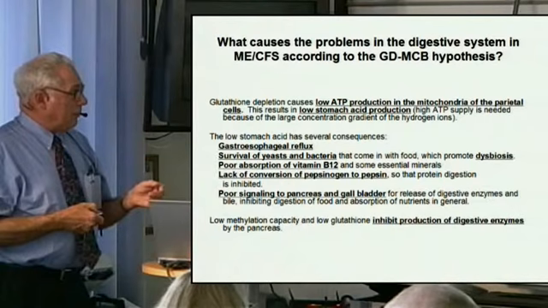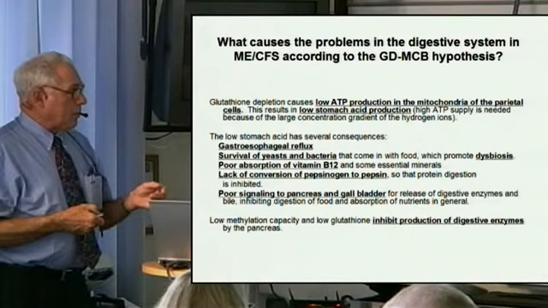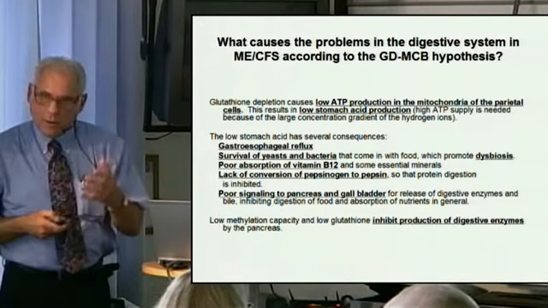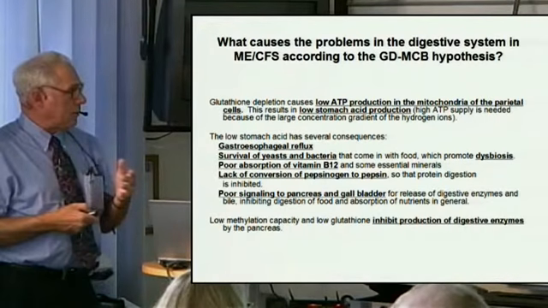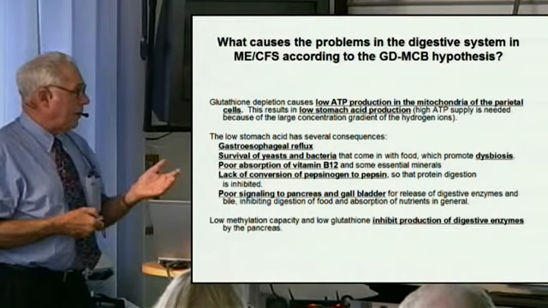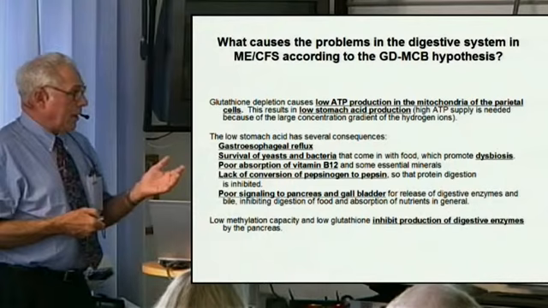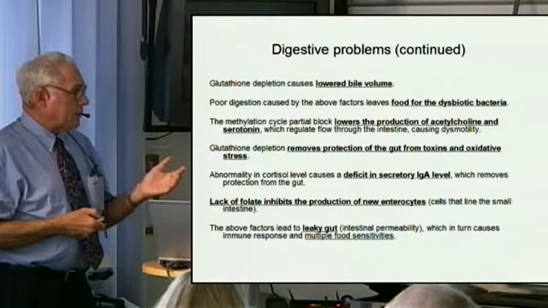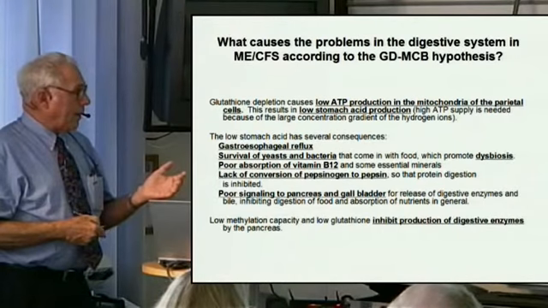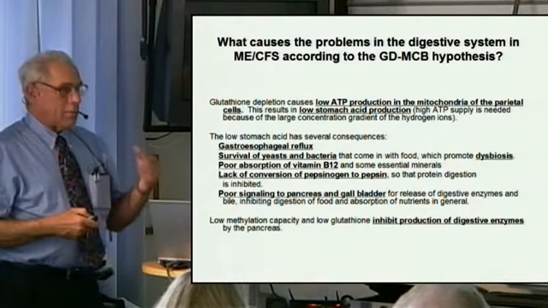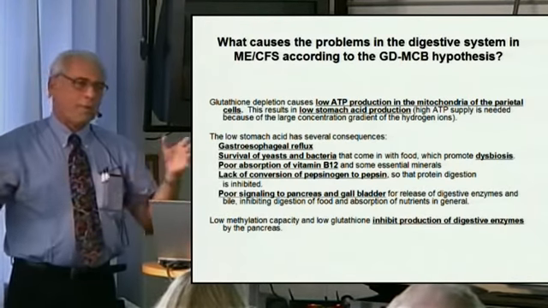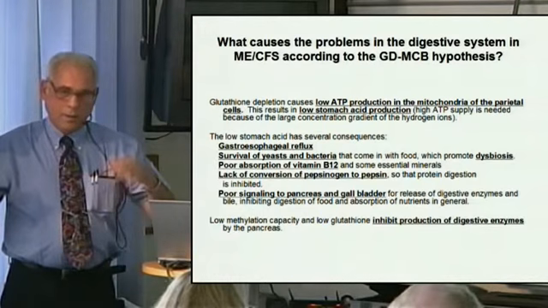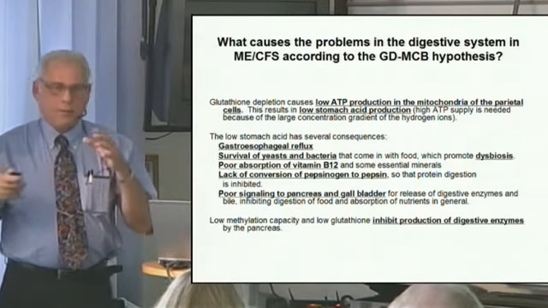Conversion of pepsinogen to pepsin, which is the first step in protein digestion, takes acid. And if you have no acid, you can't do that. Then there's signaling to the pancreas and the gallbladder to release digestive enzymes and bile, which starts the digestion. Well, if you don't have the acid there, you don't send a good signal. So now the food comes in, and the digestive enzymes and bile are not there to help digest it.